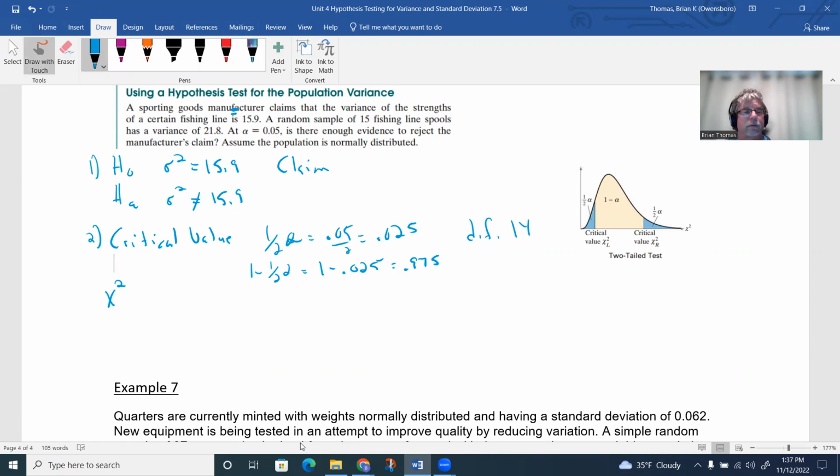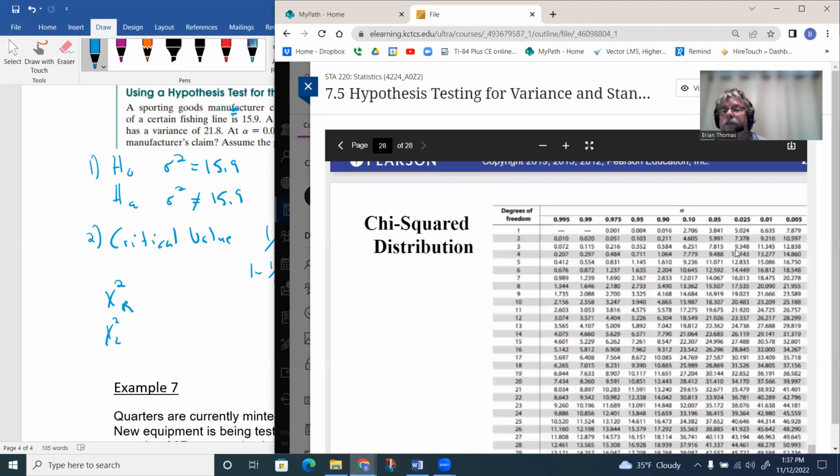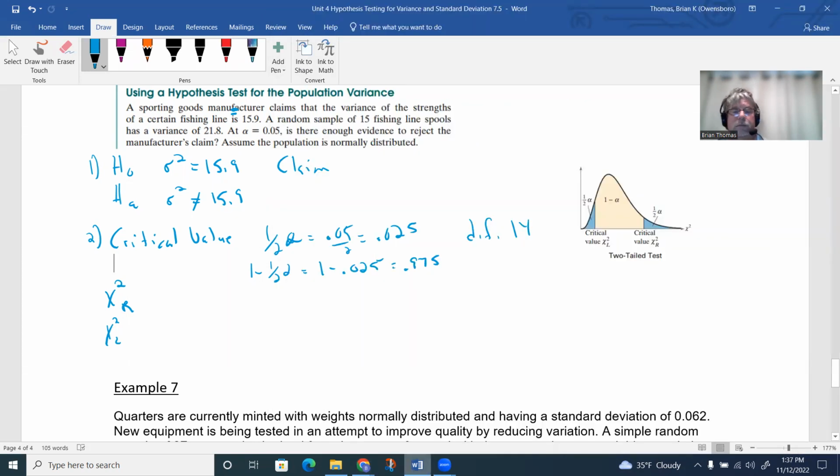So chi-squared R and chi-squared L. Remember, chi-squared R is the one that's going to be furthest to the right, so it's going to be the bigger value. So 0.025 and the 14. That gives us this 26.119. So that's going to be this guy out here.